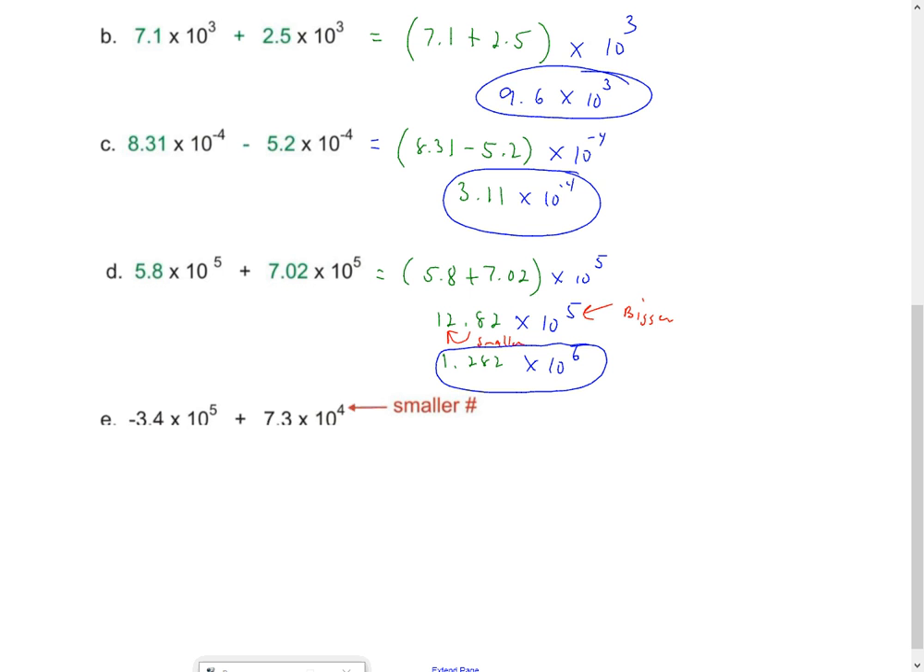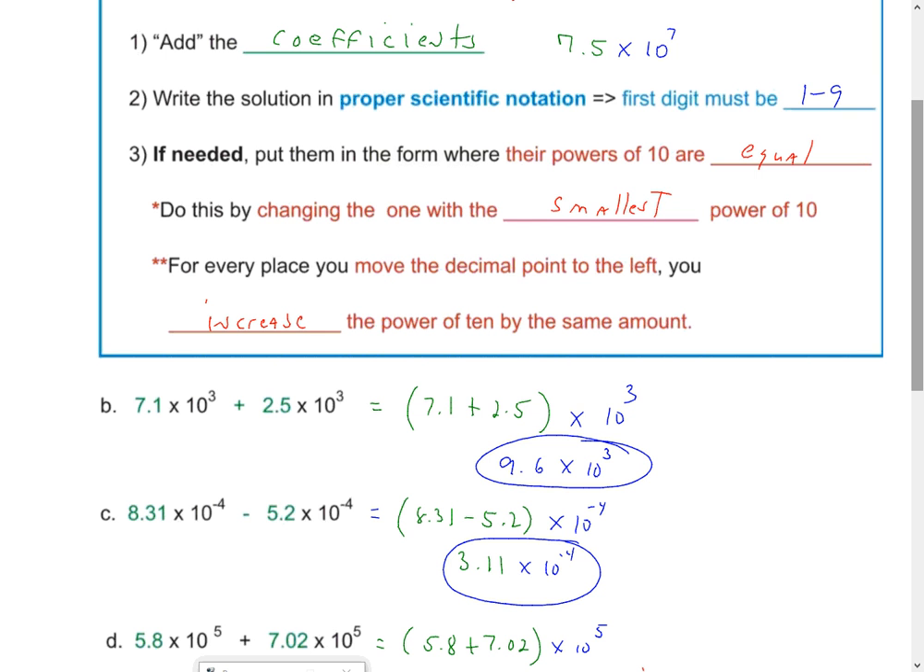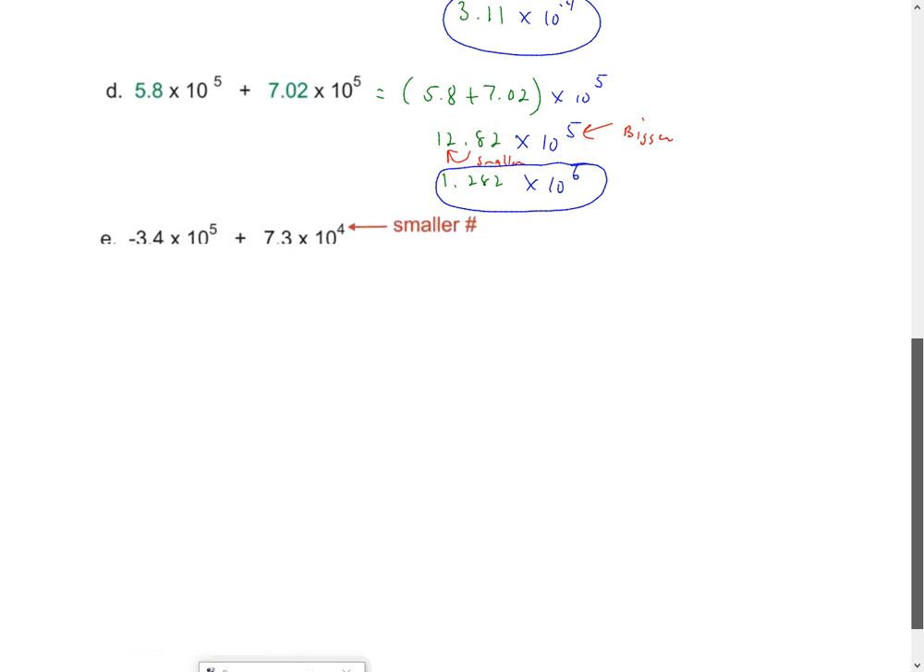You can see E's a little bit different yet. With E, what we've got here is we don't have the same power of 10. The front number is to the 5th and the back number is to the 4th. So way back up here I said to change the one with the smallest power of 10, right? Now, what do I need the power of 10 to be? It's currently a 4. I need it to be a 5. So did the 4 get bigger or smaller? Bigger.